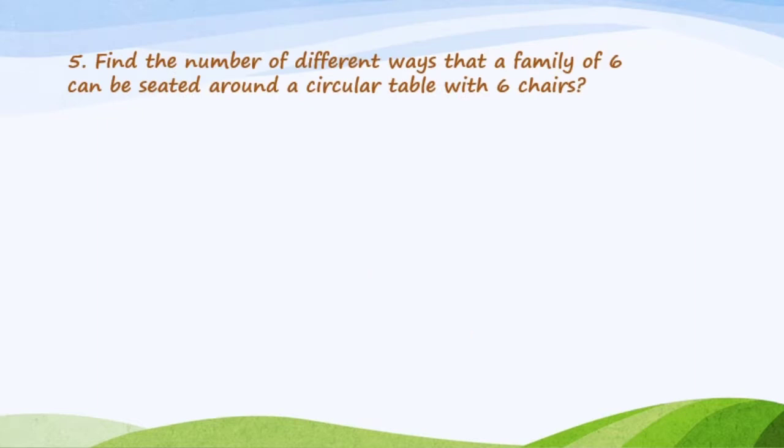Another example, find the number of different ways that a family of 6 can be seated around a circular table with 6 chairs. This problem involves circular permutation. So in this example, our n is equal to 6. So to solve the problem, we use the circular permutation formula, which is P equals the quantity of n minus 1 factorial. Then substitute, P is equal to the quantity of 6 minus 1 factorial.